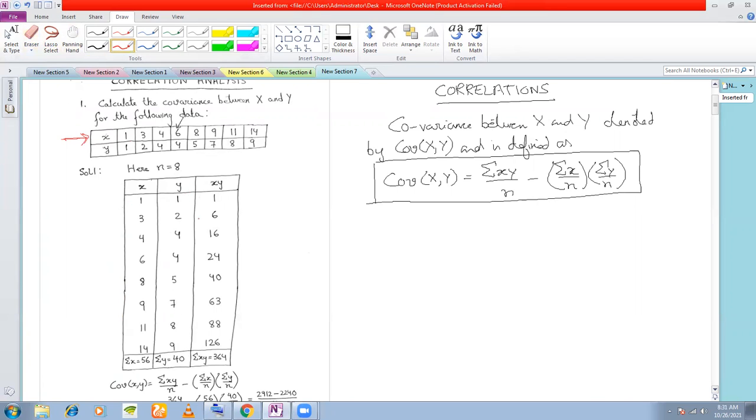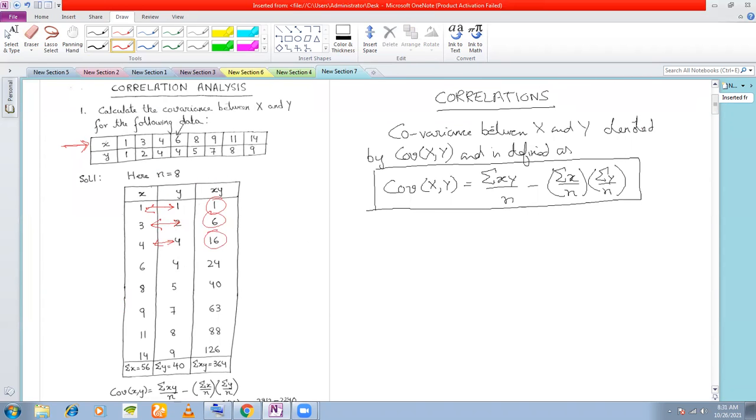So I've made the column for x and y, and the third column I have made for the product of x and y. So 1 into 1 will give you 1. The product of 3 into 2 will give you 6. The product of 4 into 4 will give you 16, and so on. Why have I made this column? I have made this column to calculate summation xy. And if you total up the x column, you'll get summation x, and if you total up the y column, you'll get summation y.